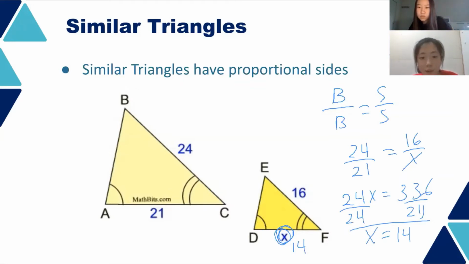You can also find the scale factor, since these two triangles are similar because they have two equal angle degrees. To find the scale factor, you just divide the corresponding sides. Since 24 and 16 are corresponding, you just do 24 over 16 and you get the scale factor from the big triangle to the small one. The scale factor is 1.5.